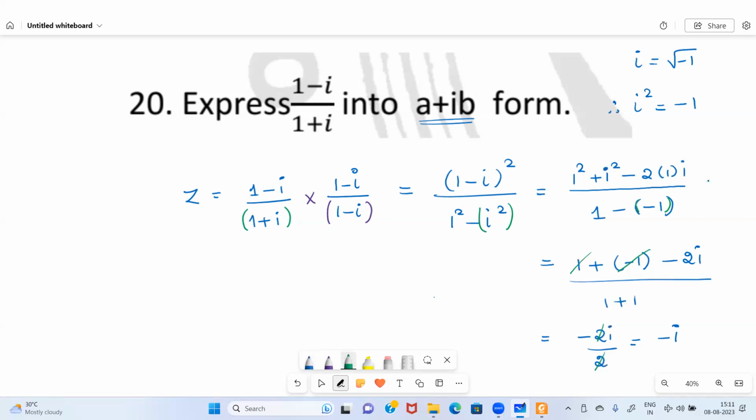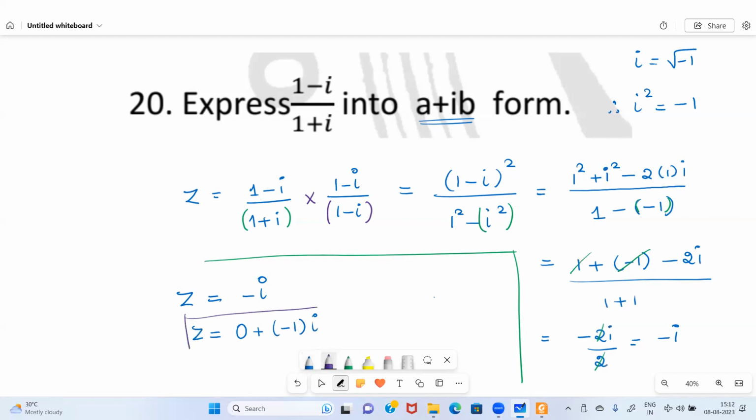Therefore, Z, the given complex number, is equal to minus I, which I can definitely write as 0 plus minus 1 into I. Correct, students? In the form a plus ib. Real part is 0, imaginary part is minus 1. Did you understand this, students?